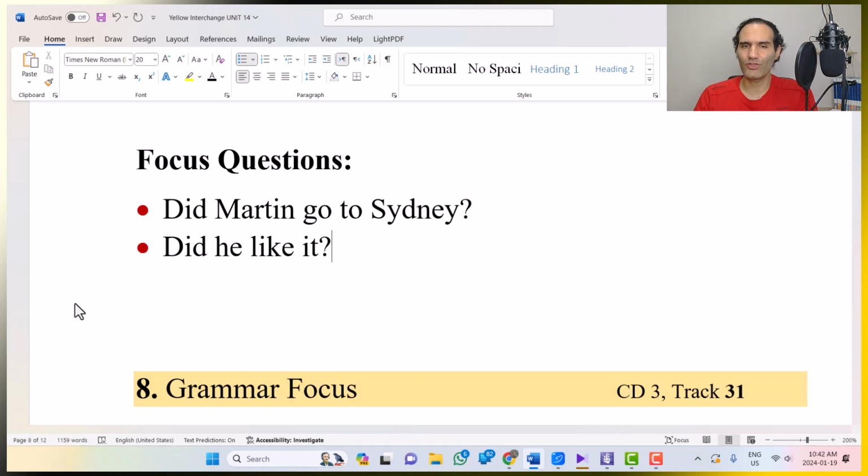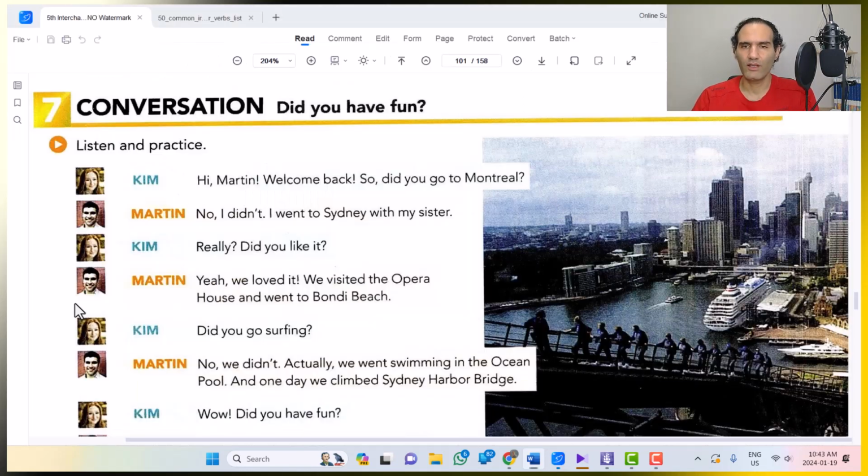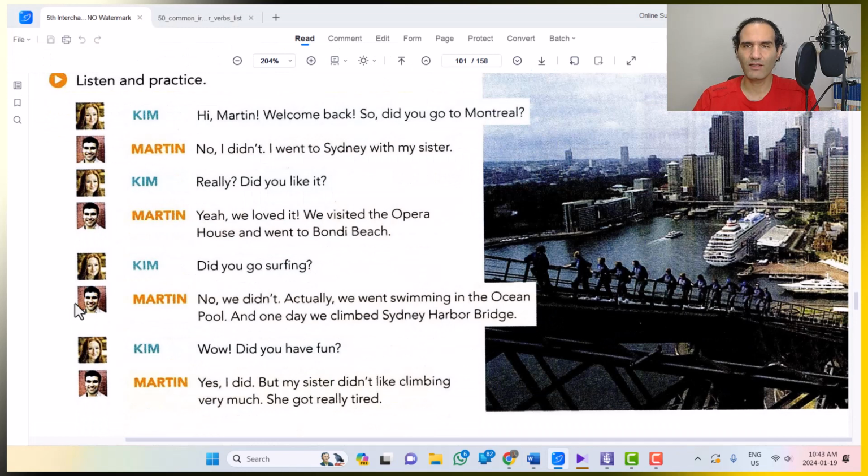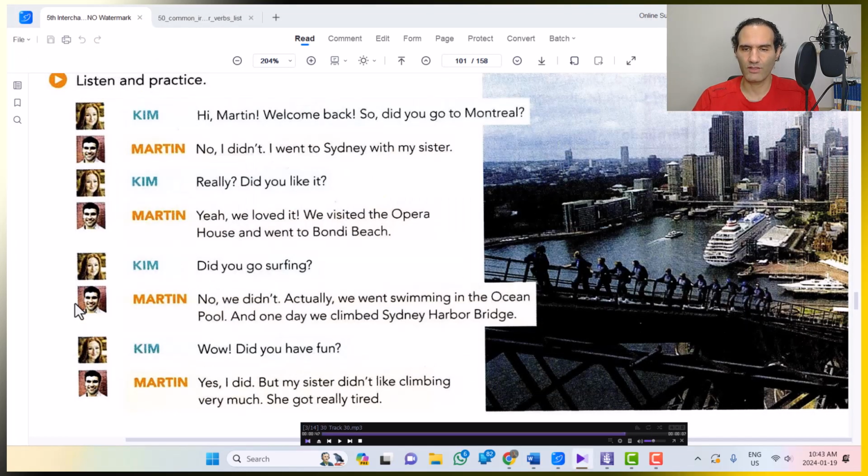Martin did go to Sydney after all, right? My summary: Martin went to Sydney and he did like it. He went with his sister, and the things that they did there, they went to the Opera House, they went to Bondi Beach, and they went swimming in the ocean. And the bridge that they were climbing was also Harbor Bridge. It was beautiful for him, but his sister didn't like it. Okay, good. Let's listen a second time, and this time we are looking at the conversation.